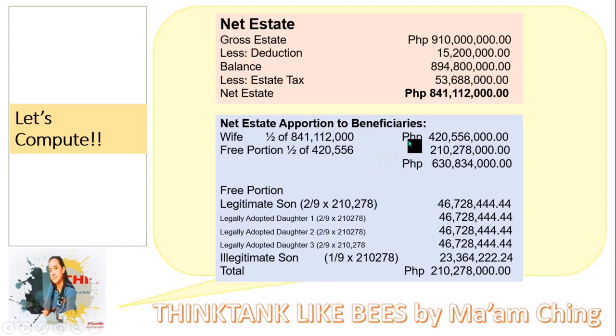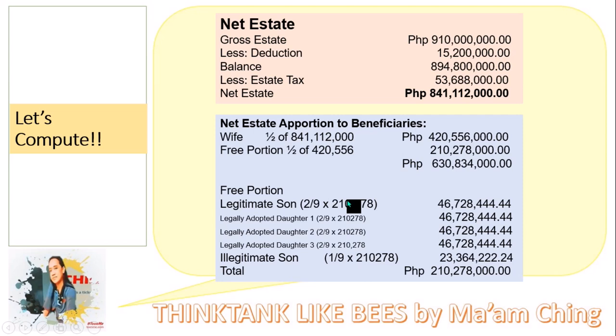The remaining 25% will be divided among the one legitimate son, three adopted daughters, and one illegitimate son. For the legitimate son and the legally adopted daughters, the share is twice, and for the illegitimate son it is only once. So the legally adopted daughters get two each, and the illegitimate son gets one. So 2 plus 2 plus 2 plus 2 plus 1, we have 9. So the basis is 9. Now we can compute the portions.